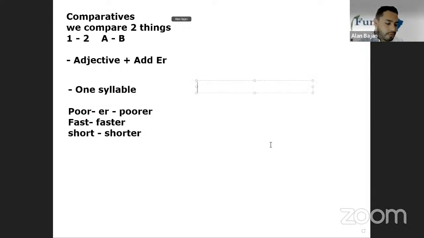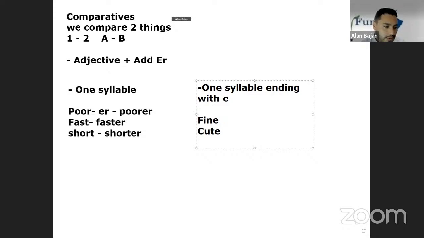Rule number two. One syllable adjectives, but ending with E. Fine, cute, large. I add only the letter R. Finer, cuter, larger.